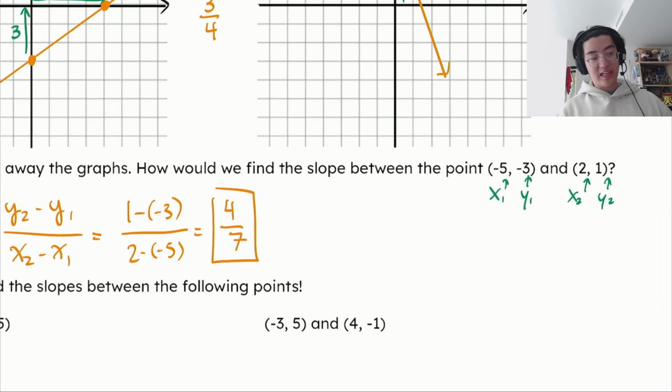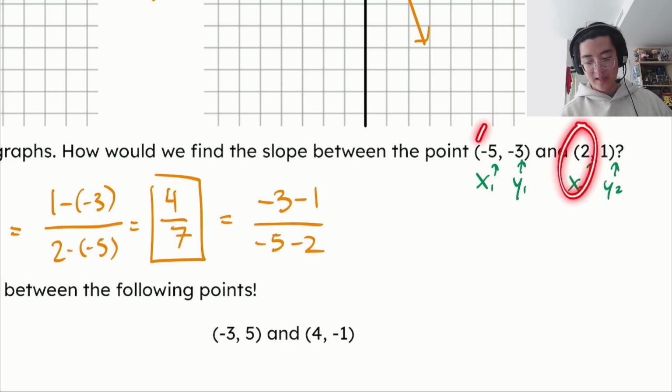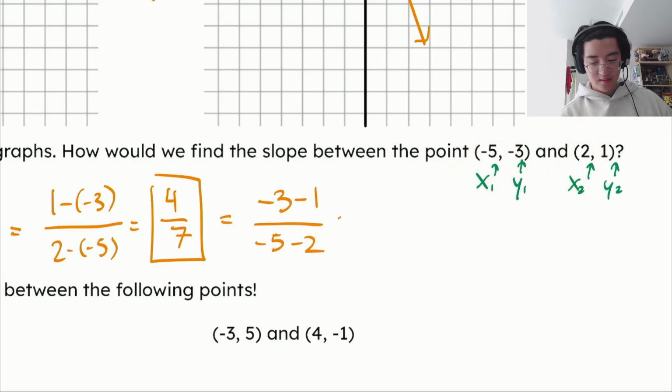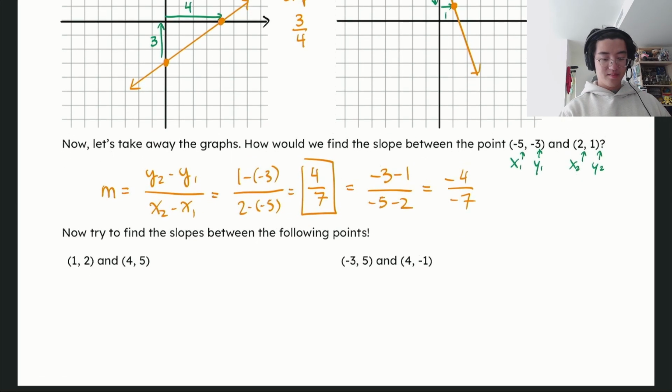And as you can imagine, it actually doesn't really matter which order you do it in. You can even do the first y point minus the second y point, and then negative 5 over minus 2. So instead of this minus this, we're doing this minus this. And as you can see, it's the exact same number. The negatives cancel out to be 4 over 7. As long as you're subtracting the y and the y, x and the x, then it's fine.